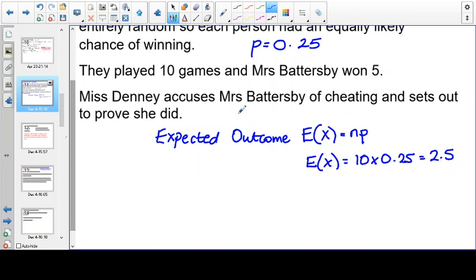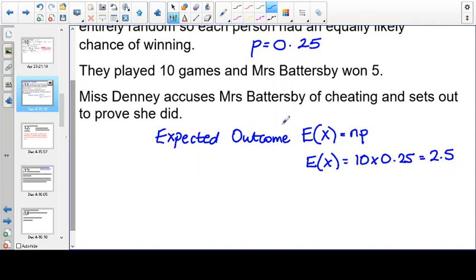Now, Miss Denny wants to prove that I've cheated, but how confident does she want to be? Can she ever really be 100% confident? No, I don't think she can. But how confident does she want to be? Does she want to be 95% confident that I've cheated? Does she want to be 99% confident? Does she want to be 90% confident?